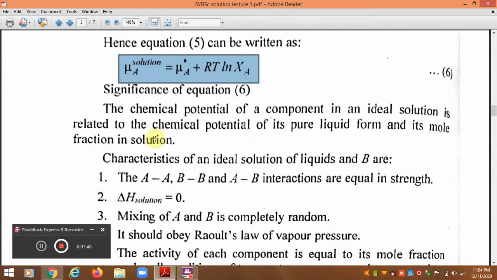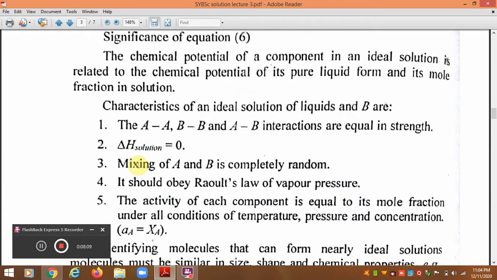It's very simple. This equation 6 indicates that the chemical potential of a component in an ideal solution is related to what? It is related to the chemical potential of its pure liquid form and its mole fraction, that is XA.